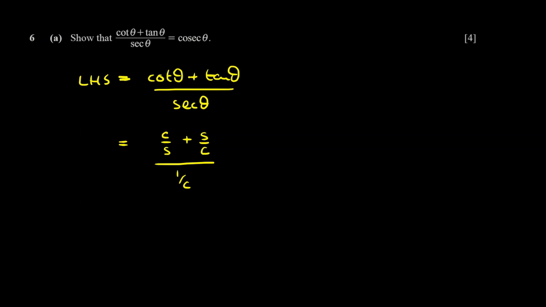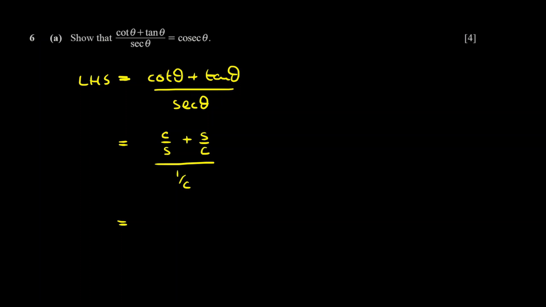If you're not sure about sec, with cosec, sec, and cot, always what you're doing is you're looking at the third letter. In this case, the third letter is c, so it's 1 divided by cos. Now that we've got this, what we can do is try to combine these fractions here on the numerator. So the way we're going to do that is we've got to give them a common denominator.